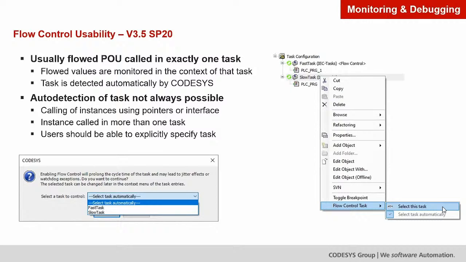Once the flow control is running, you will then be able to see which of the available tasks is actually used for flow control, and if for some reason CODESYS should select the wrong task, you have the possibility to actively change this yourself and select another task for execution of flow control.